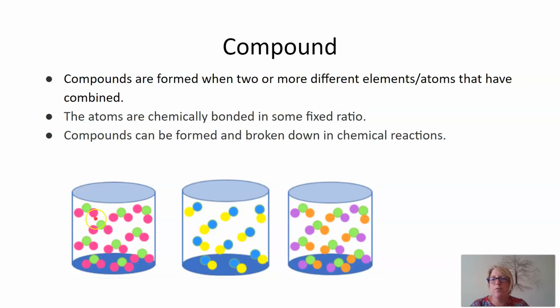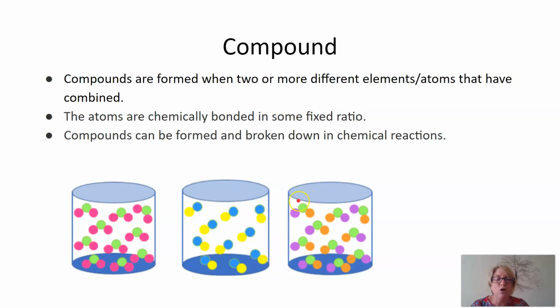So if we have a look, here is a compound. We've got three atoms that have chemically combined. We've got one green atom and two pink atoms. So the ratio is going to be one green as to two pink. In this diagram here, we have two different elements. One atom is yellow and one atom is blue.